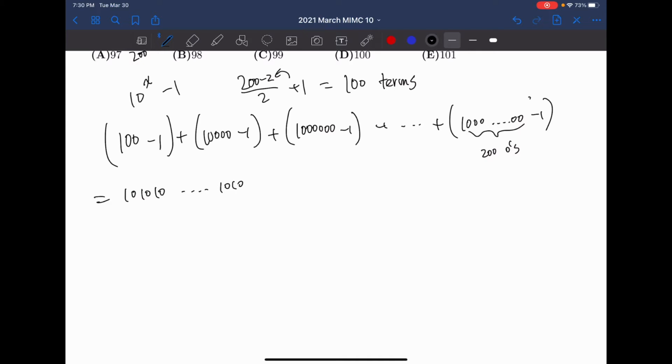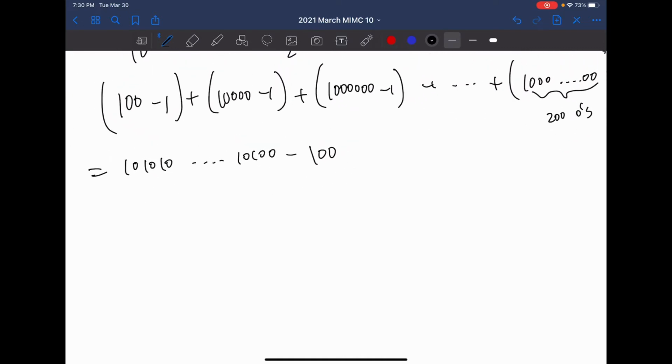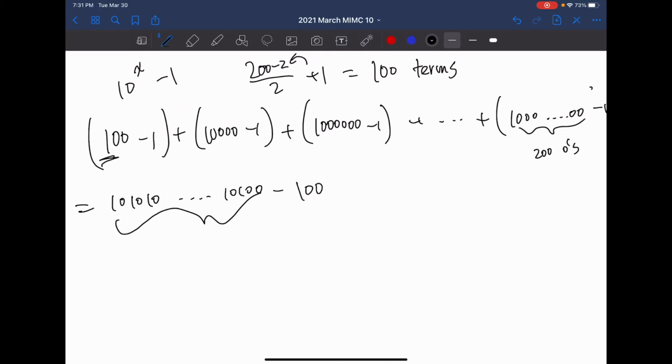Now notice that the last term would be 100, so there is an extra 0 at the end. Do not forget that. And 100 terms, so it's minus 100 at the end. Therefore, we need to find the amount of ones in this expression. The amount of ones would just be the number of terms, because each term just contributes one, right? Now, that will be 100 ones.